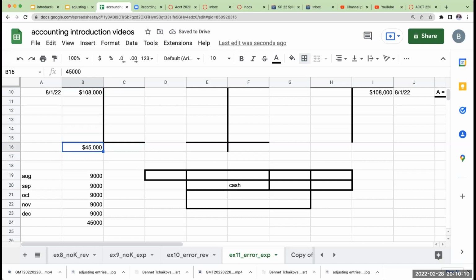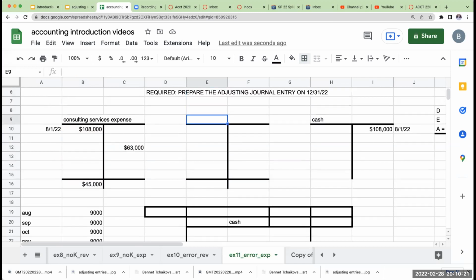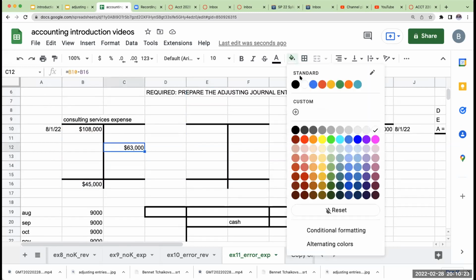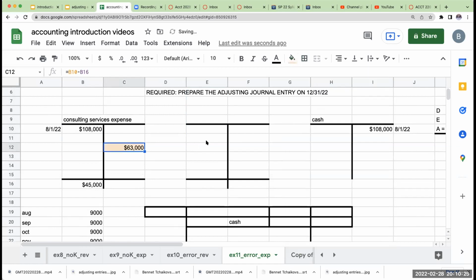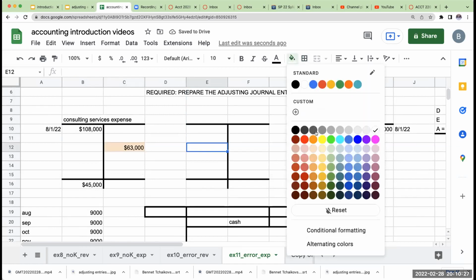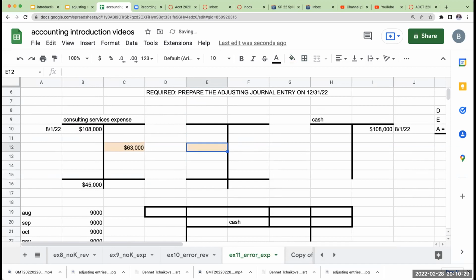108,000 does not equal 45. 108,000 minus what equals 45? 108,000 minus 63 is going to be 45,000. So now for every credit, I need a debit. The account that I'm going to debit is prepaid consulting services. This is an asset and it's going to be reflecting our future economic benefit.